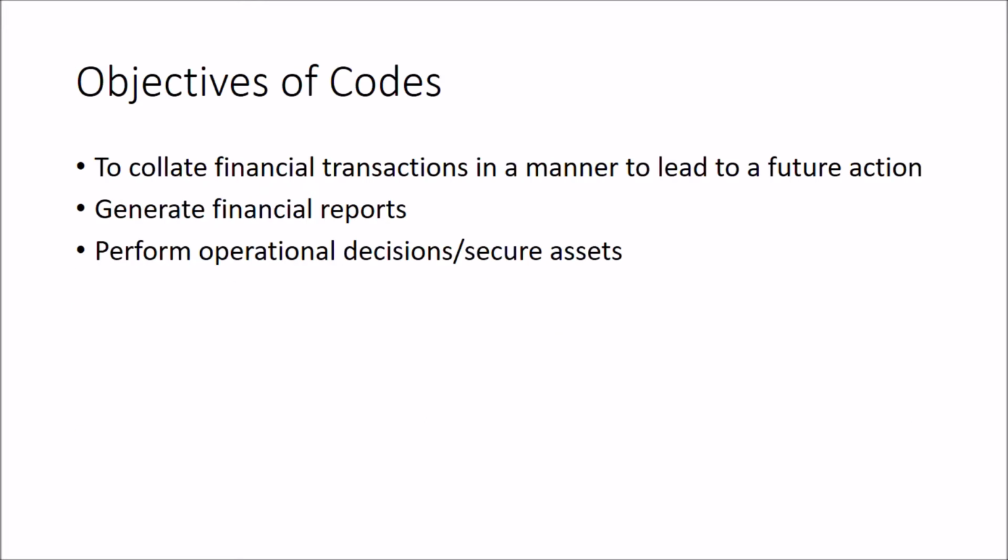So, in terms of our objectives of codes, the double entry accounting system has the following objectives: to collate financial transactions in a manner to lead to a future action, for example, paying a supplier. So that's been covered by sections 1 to 13. Then we've got to be able to generate financial reports which allow reviewers to understand the cost and income drivers of the business to aid decision making. What are we doing, and how, what do we need to do, and how are we doing it? And also in that part, generating financial reports to assign accountability to managers in the organisation using financial metrics. And the last one is to perform operational decisions and to secure the assets.